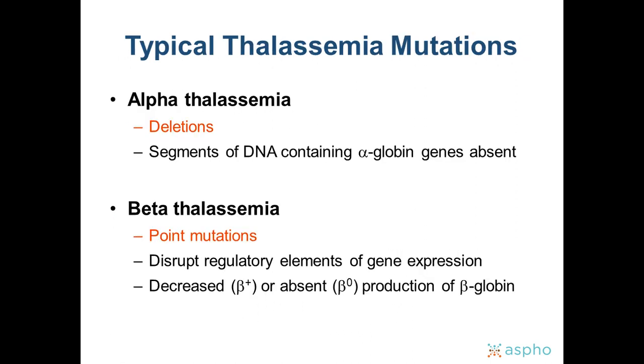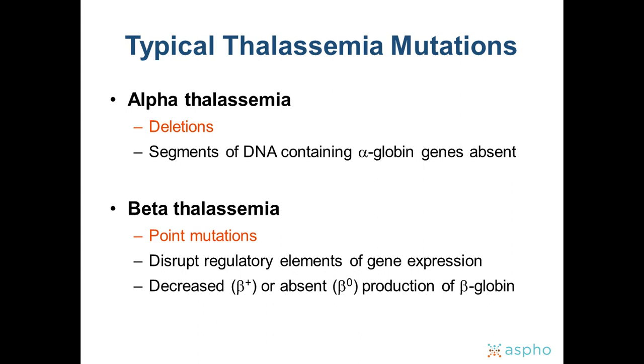All right, so we'll talk about the alpha and the beta thalassemias, but these are the pearls or the points that you need to know for the boards. In general, alpha thalassemia is most commonly caused by deletions. Segments of DNA, large segments generally that contain those alpha globin genes, are just deleted. And we'll show some of the images of these common recurrent deletions. In contrast, beta thalassemia tends to be caused by point mutations that disrupt regulatory elements of gene expression.